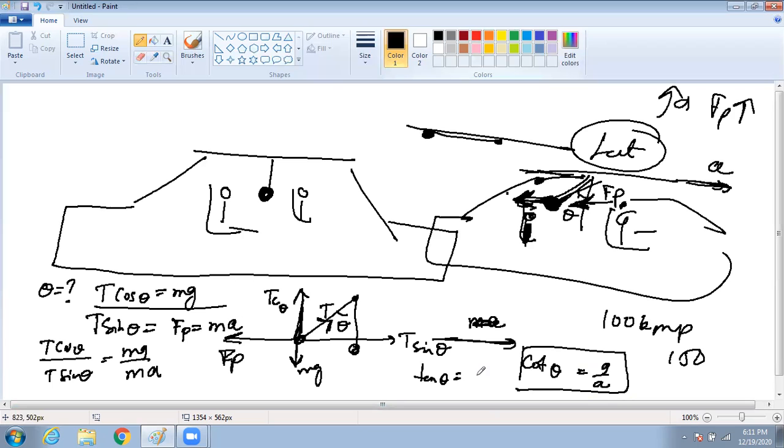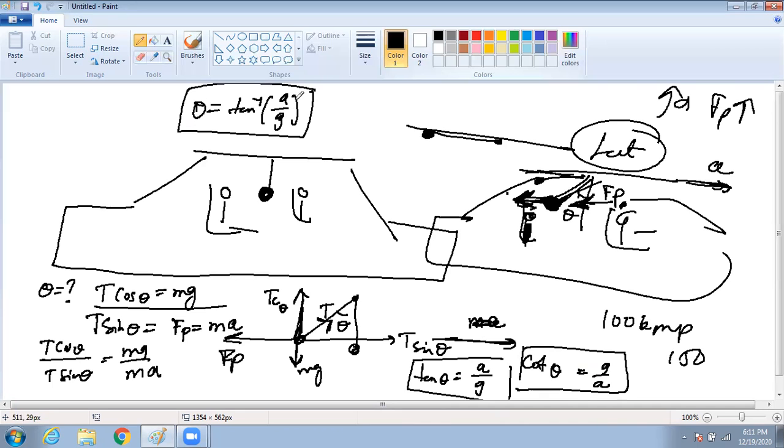Then what is tan theta? A by g. Yes or no? Tan theta is a by g. Then what is theta? The theta will be tan inverse of a by g. That means what is it depending on? It is only depending on the acceleration. I already told you, if you are going at a lesser speed, a lesser acceleration, then probably it is here. You increase acceleration, the inclination will keep on increasing. So more the acceleration, more the theta, more the FP.